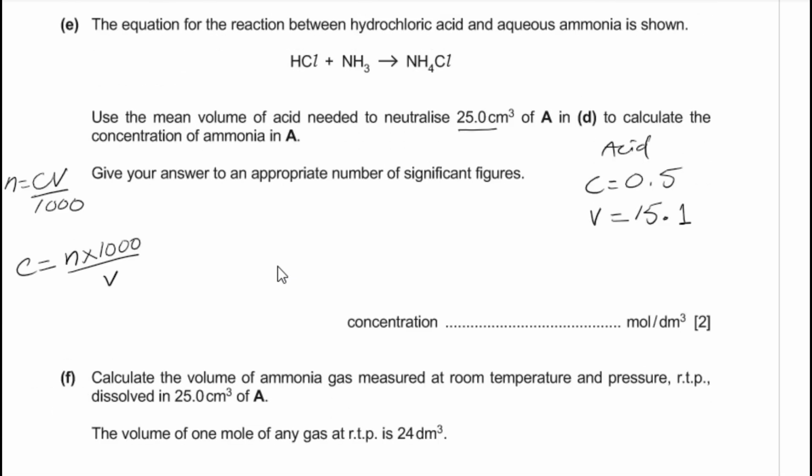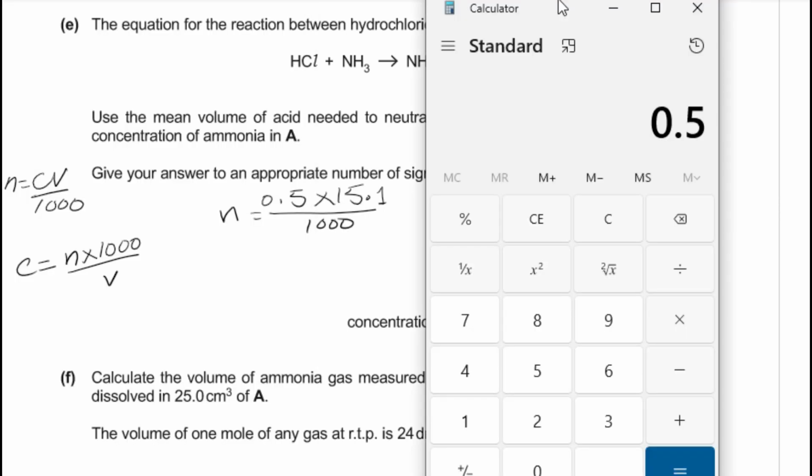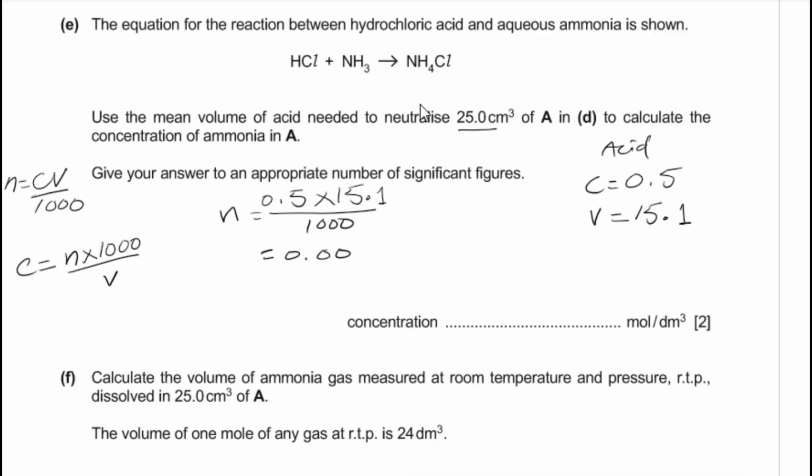So first calculate the number of moles of acid using the formula n equals CV over 1000: 0.5 multiplied by 15.1 divided by 1000, which is 0.00755. If you are asked to round it off, you can even round it like 0.0076. From the equation, we can see that the number of moles of HCl equals ammonia.